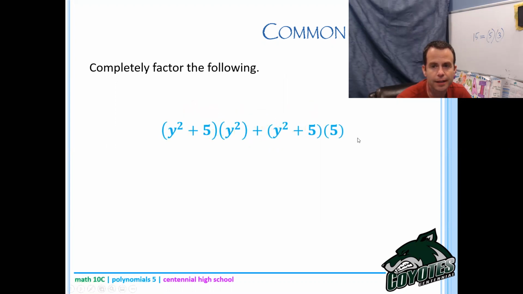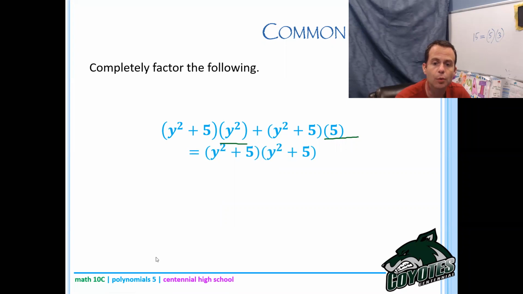All right, this guy, what's common? Well, the y squared plus 5 is common. So if I pull that to the front, I'll have y squared plus 5. And then what am I left with? Well, this is an interesting conversation. I'm left with y squared plus 5. So I end up with y squared plus 5 times y squared plus 5.